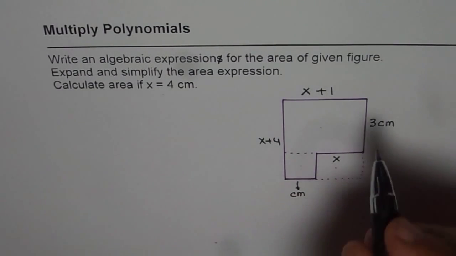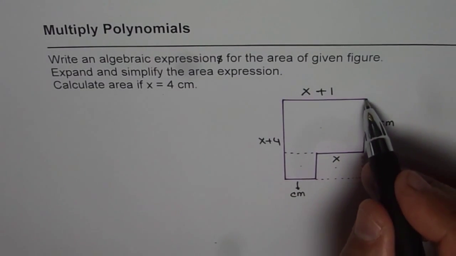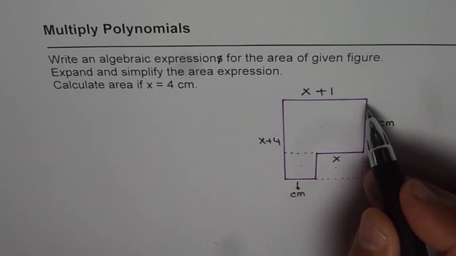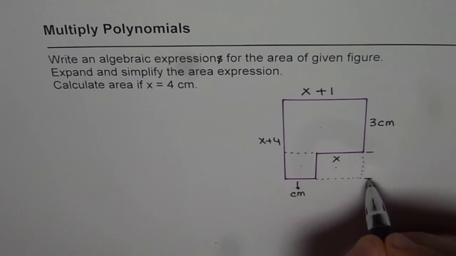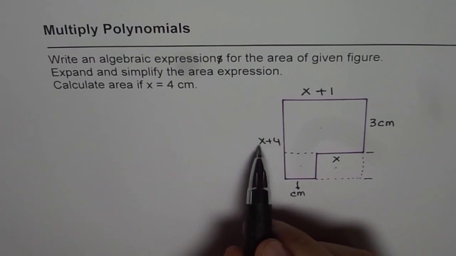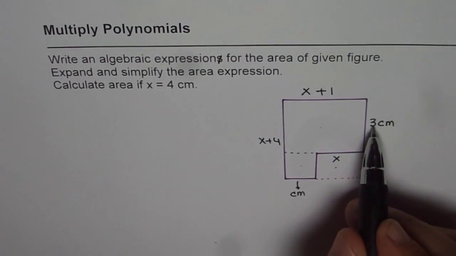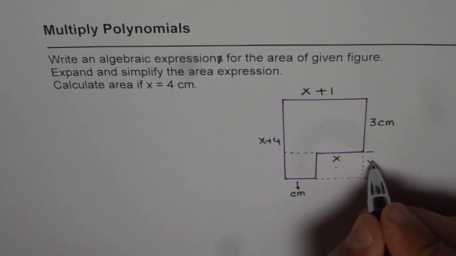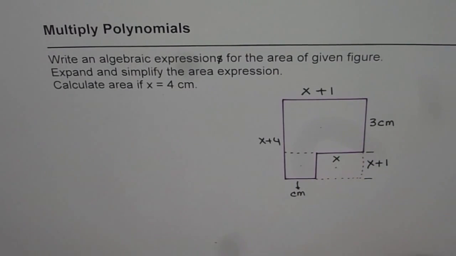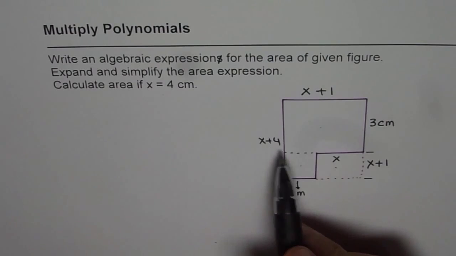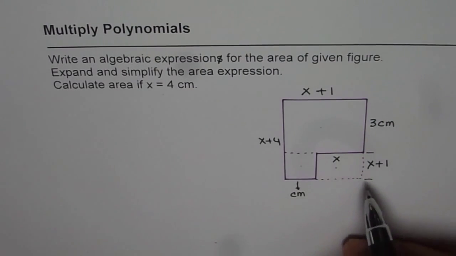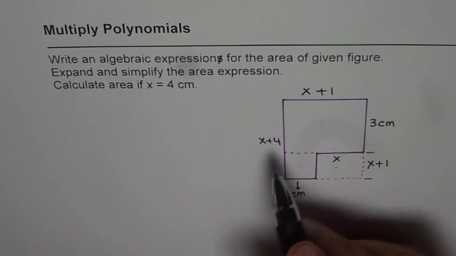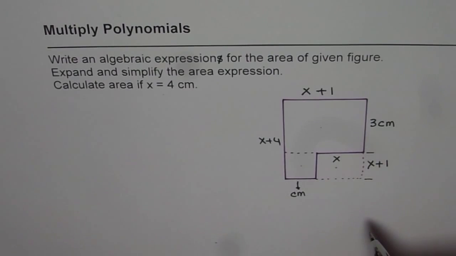The second part is, we are given this is 3 centimeters. If that is 3 centimeters, then how much is this side? That should be x plus 4 minus 3, so that leaves us with x plus 1. So x plus 4 minus 3 will be x plus 1. That is this height. Now you can use any one of those formulas and find your answer.